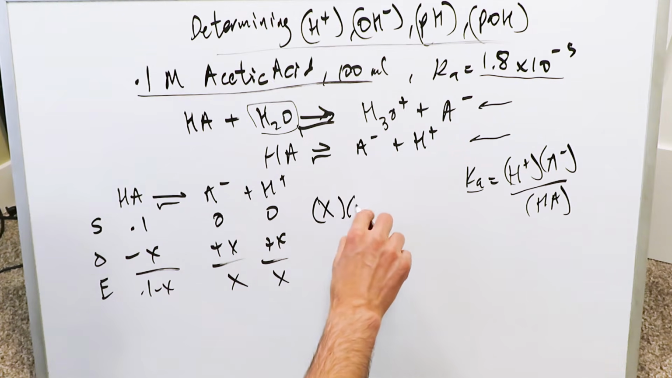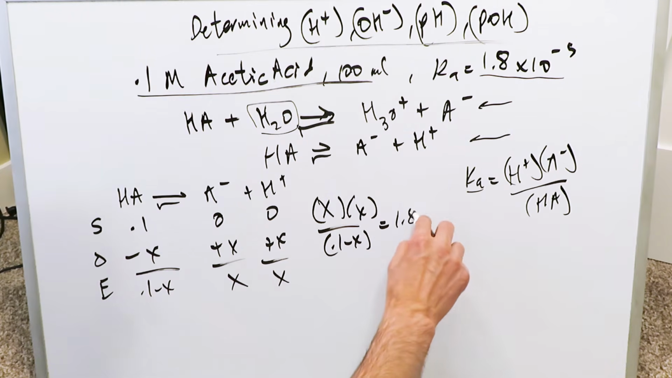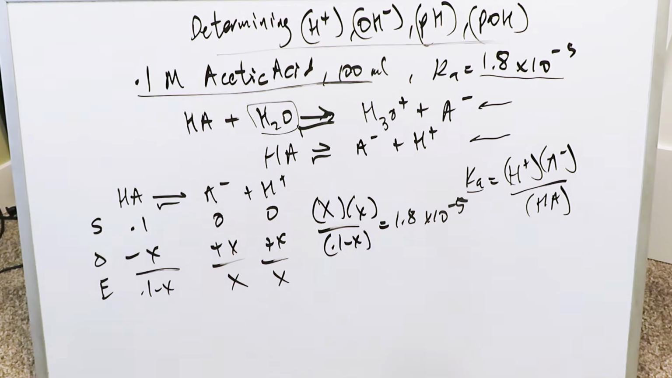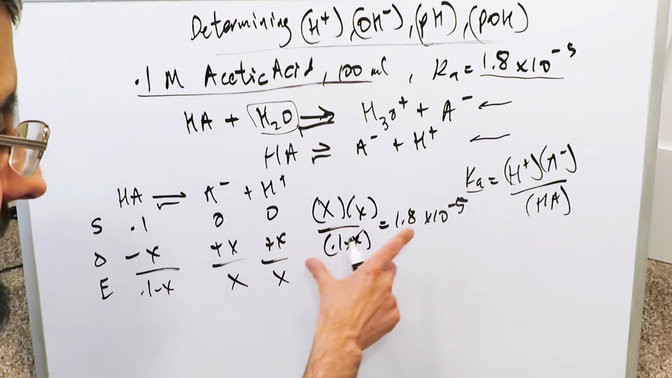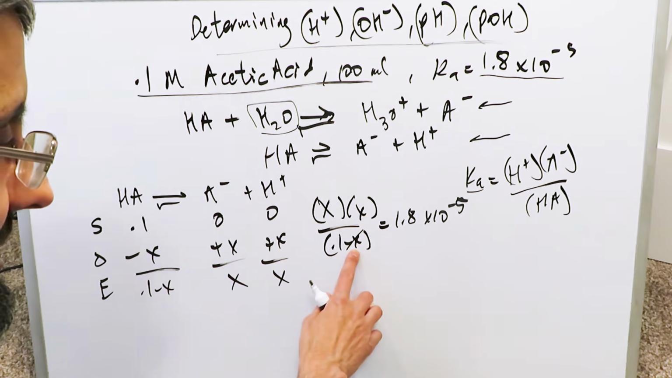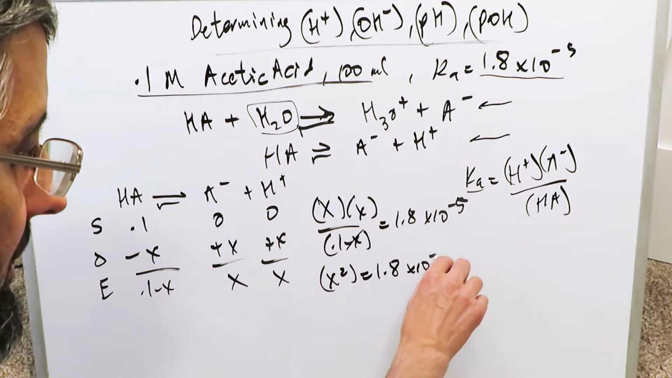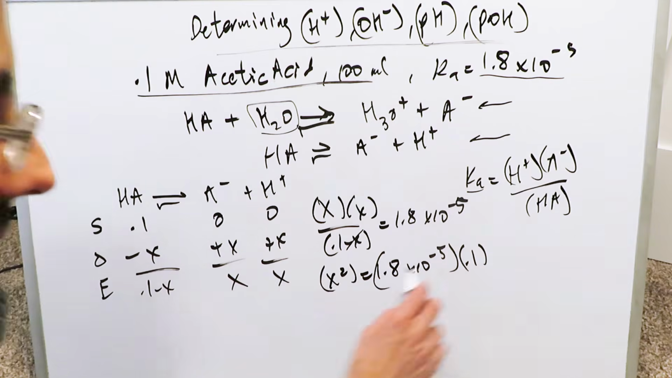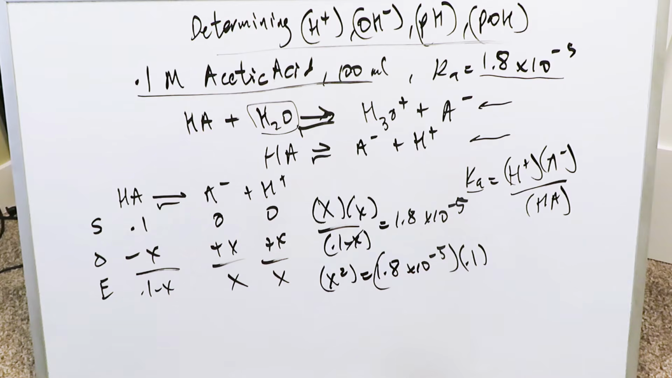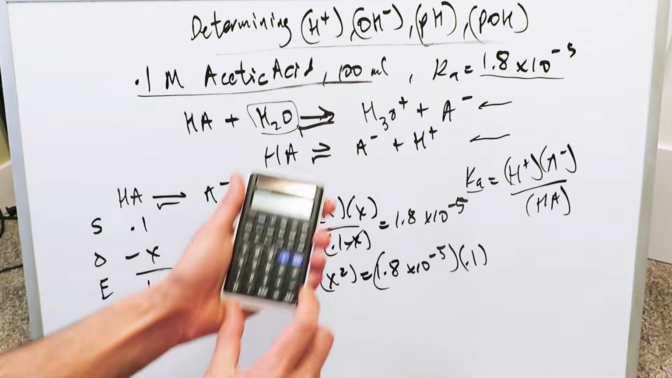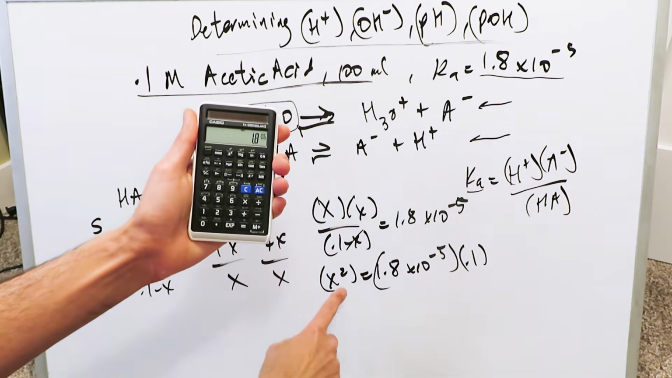You'll have x times x divided by 0.1 minus x is equal to your Ka, which is 1.8 times 10 to the minus 5. When you have a weak base or weak acid, the minus x factor can be eliminated, and you can trim your equation down and make it easier. You'll really just have x squared is equal to 1.8 times 10 to the minus 5 times 0.1. I have a titration video coming out soon where I talk about this shortcut more, and I will leave that discussion for that. You just have to do this computation: 1.8 times 10 to the minus 5, multiply by 0.1, and then take the square root.